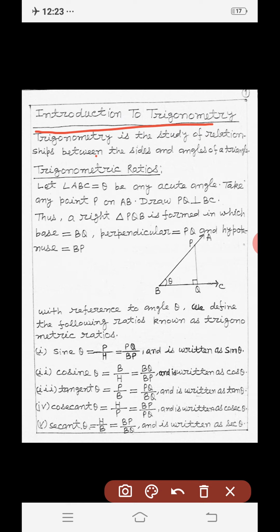Now, first we will discuss trigonometric ratios. Let angle ABC equal to theta be any acute angle. Take any point P on AB, draw PQ perpendicular on BC. Thus, a right triangle PQB is formed in which base equal to BQ, perpendicular equal to PQ, and hypotenuse equal to BP.